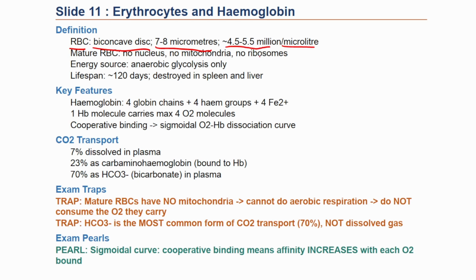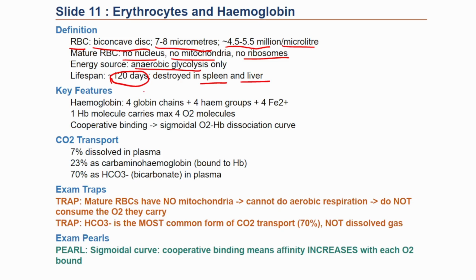A mature RBC possesses no nucleus, no mitochondria, and no ribosomes, relying exclusively on anaerobic glycolysis as its metabolic energy source, with an average lifespan of 120 days before destruction in the spleen and liver. Remember, RBC cannot perform aerobic glycolysis. It relies entirely on anaerobic glycolysis.